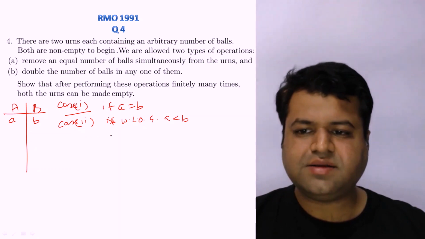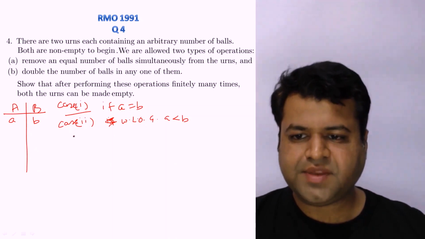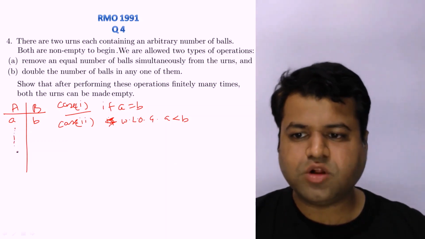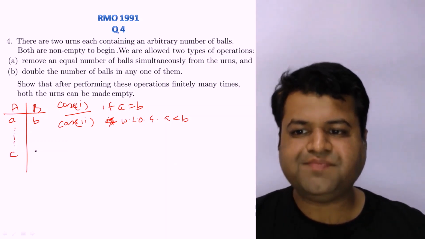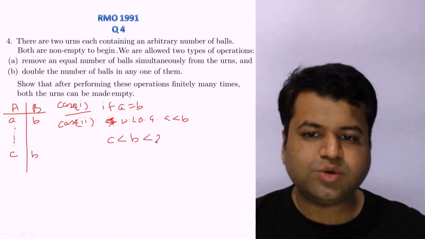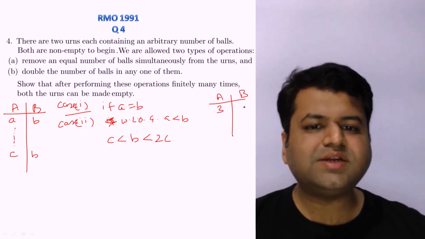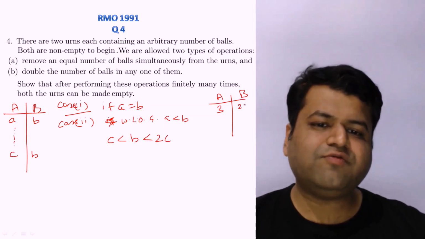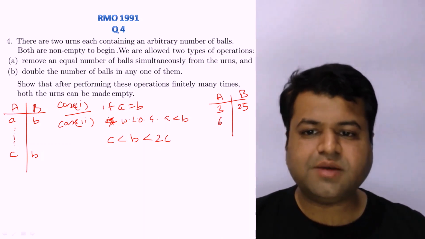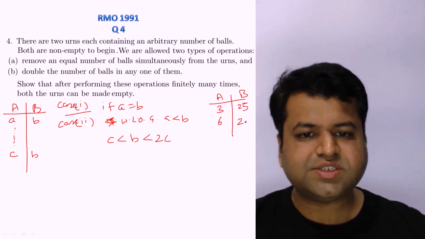So we assume, without loss of generality, that A is less than B, okay? So what we will do, we will double the number of balls in A to a point C such that C is less than B, but B is less than 2C, right? For example, let's say box A has 3 balls and box B has 25 balls, right? So we will double A, and we will have 6. Why are we doubling it? Because this 2A, that is 6, is still less than B, right? So 6 is less than 25.